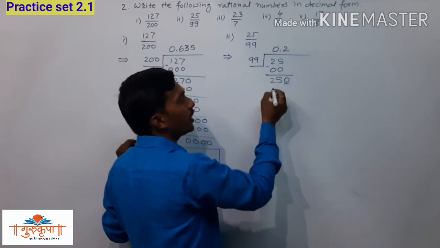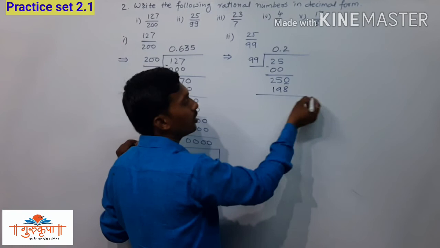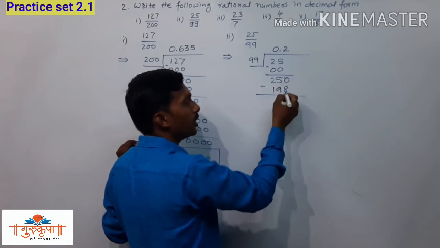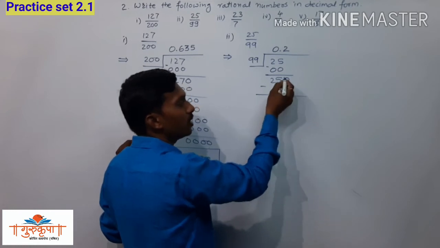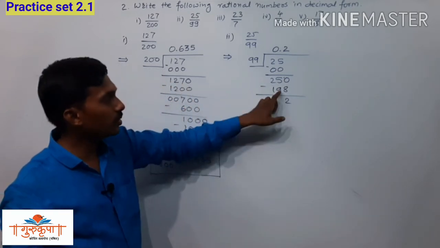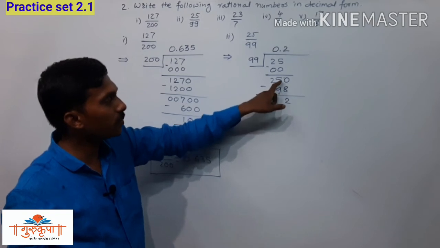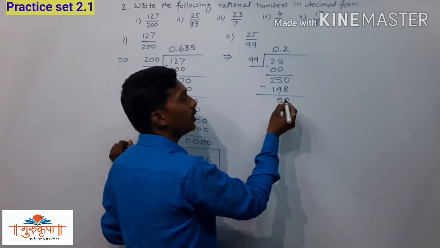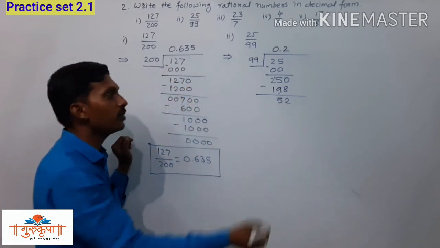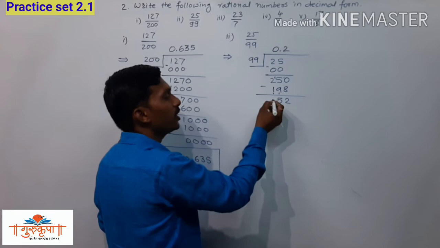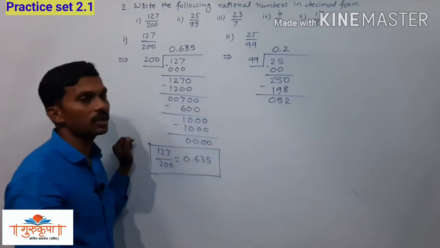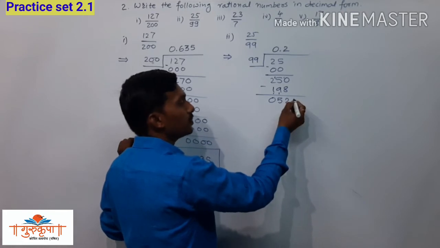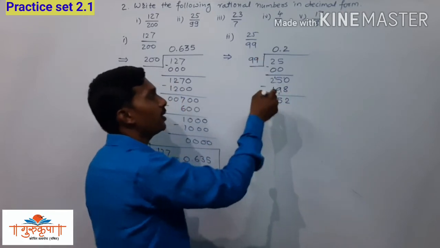Now 2 multiplied by 99 is 198. Now take the subtraction. We cannot subtract 8 from 0, so we have to borrow 1. 10 minus 8 is 2. We have to give this borrowed 1 back here, so we have 10 here. We cannot subtract 10 from 5, so again we have to borrow 1. 15 minus 10 is 5. The borrowed 1 is given here, and 2 minus 2 is 0 here. The subtraction is 52. Now we have to put 0 here, and we have to divide 520 by 99.